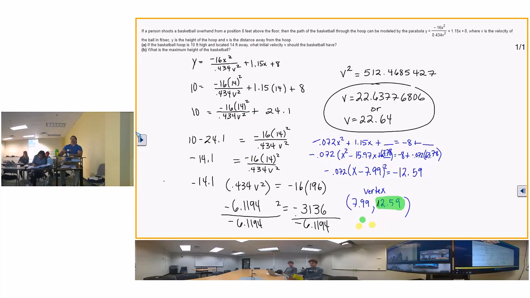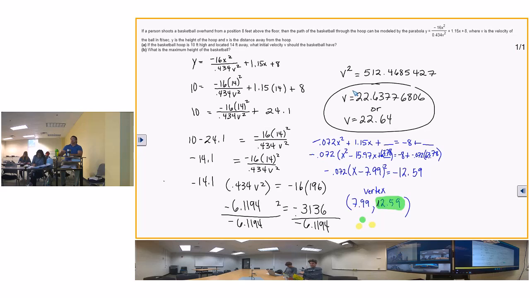First part, you plug in the 14 for your X, and you plug in the 10 for the height of the basketball hoop. You crank that out. That's nothing but algebra. You crank that out, and you get 22.64.